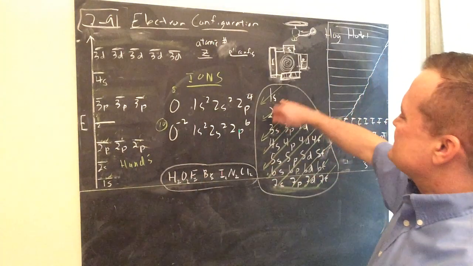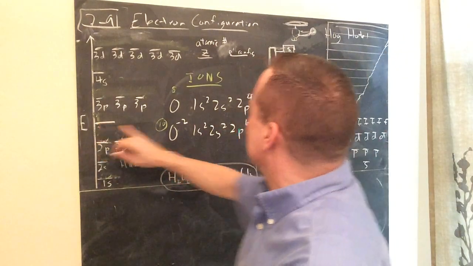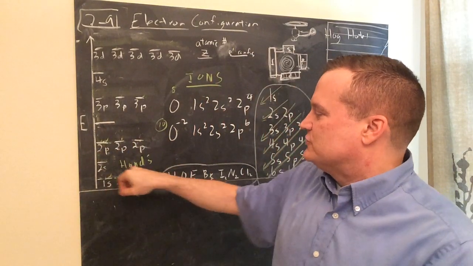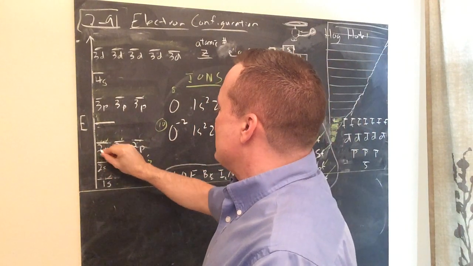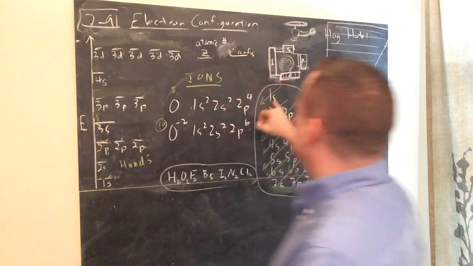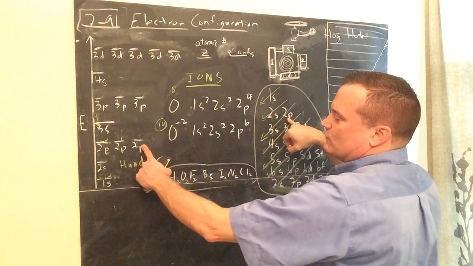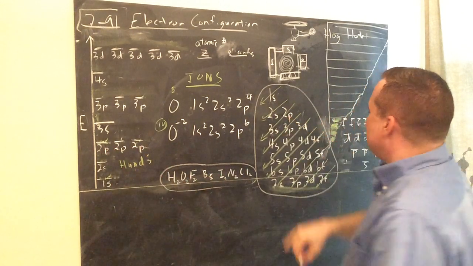Well, think of it this way. This tells you where the little rooms are. Instead of seats, they're rooms, but every room can hold 2. So 1S, 2S, 2P, then comes 3S. 1S first, then comes 2S. 2P is next. And remember, there must be 3 rooms. Anytime you come to a P, there must be 3.